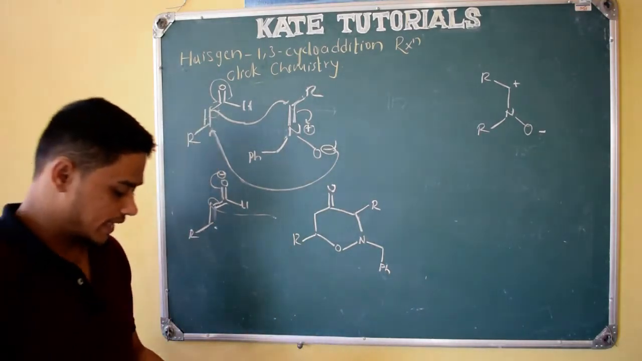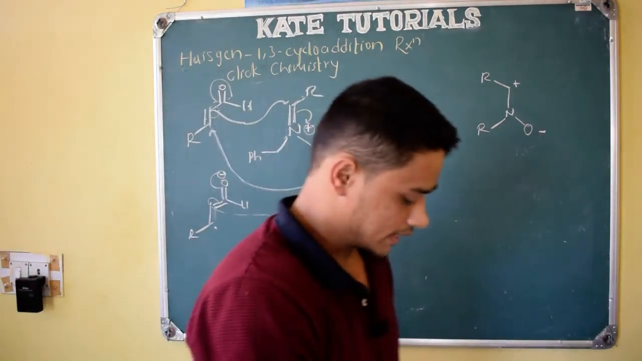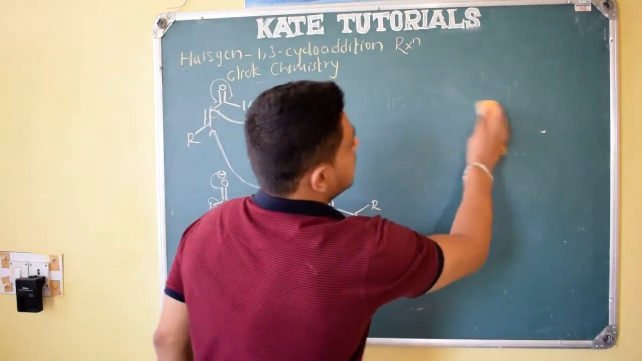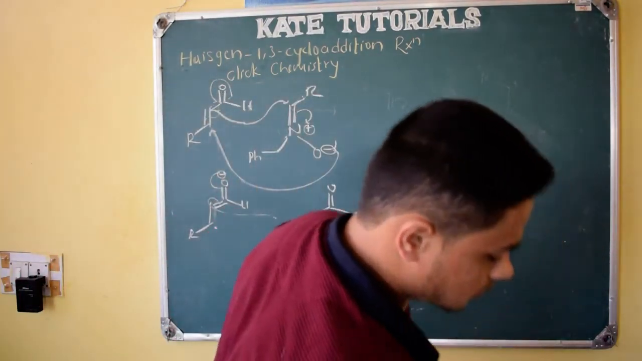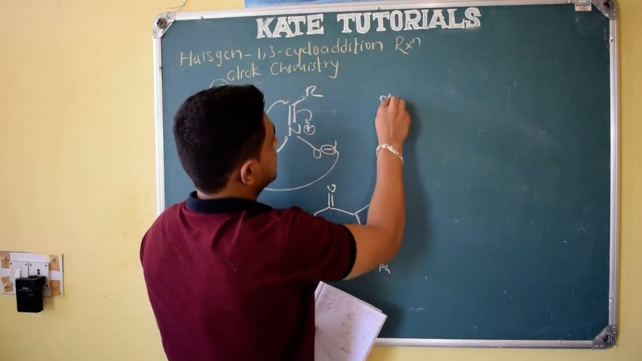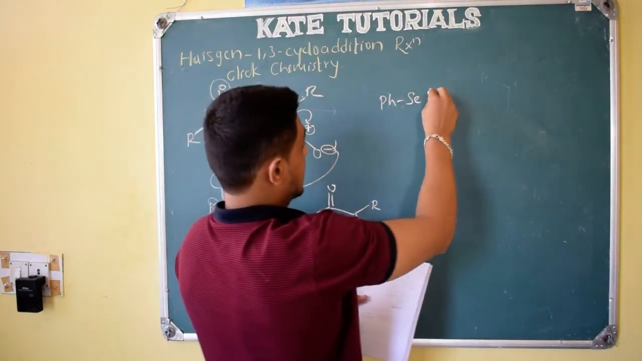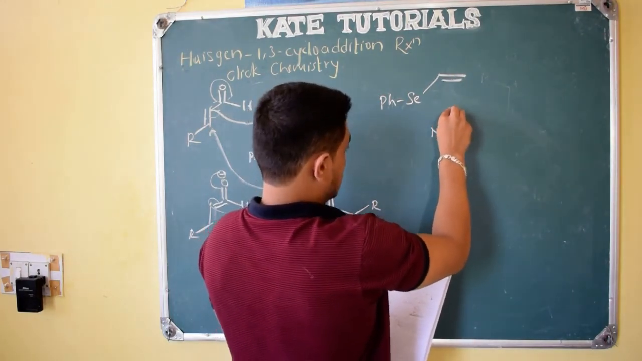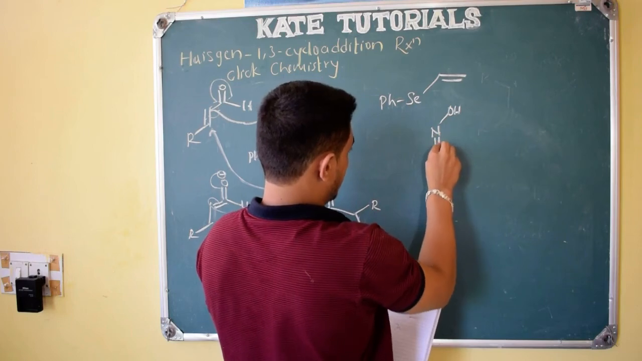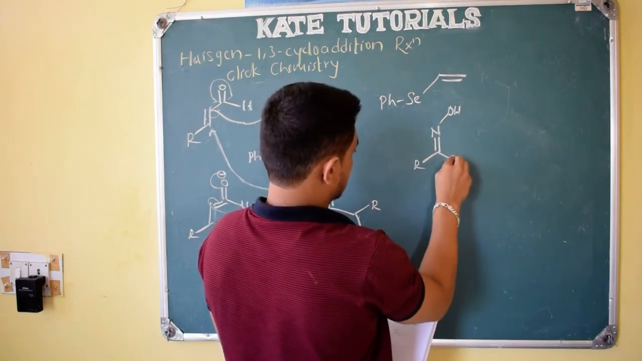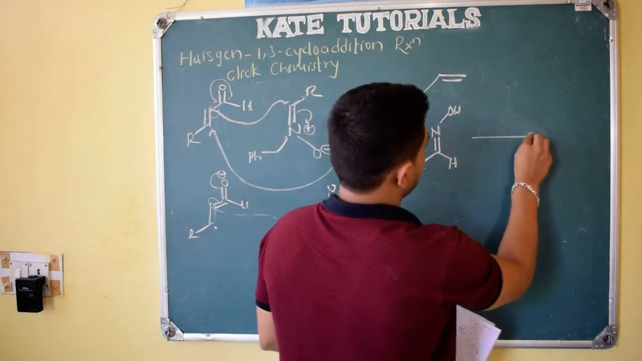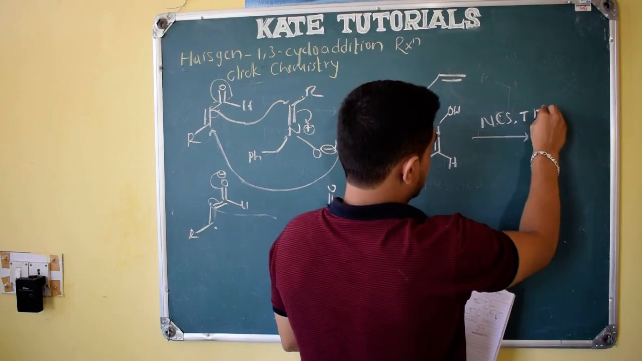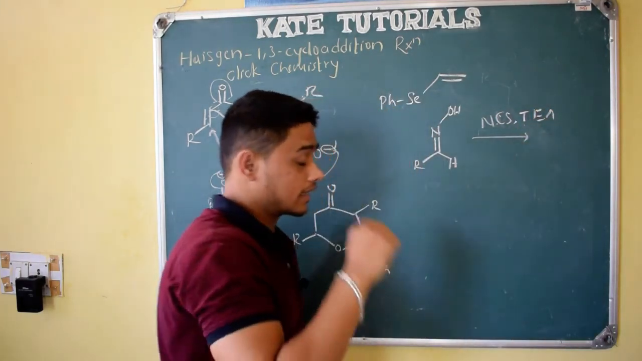So I have got 4 more minutes. Let me do one more example. It is also very simple one. So see here, let me take one more example. See here, Ph, Se, selenium, and double bond is there. To this I am adding NOH, double bond, RH, right? So to this I am adding NCS, NCS and triethylamine, not tetra, triethylamine.